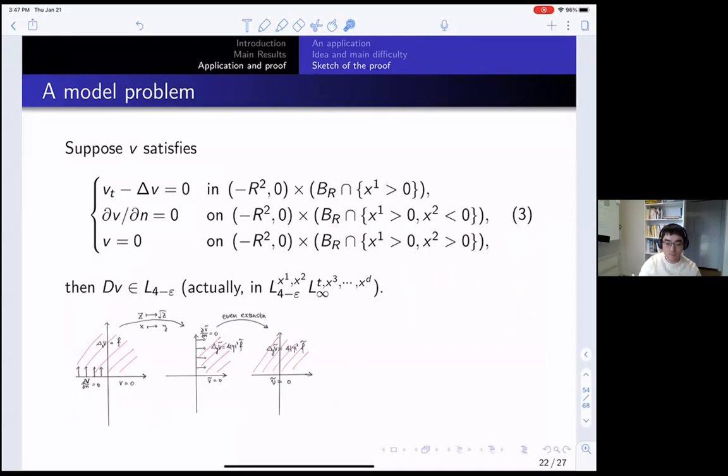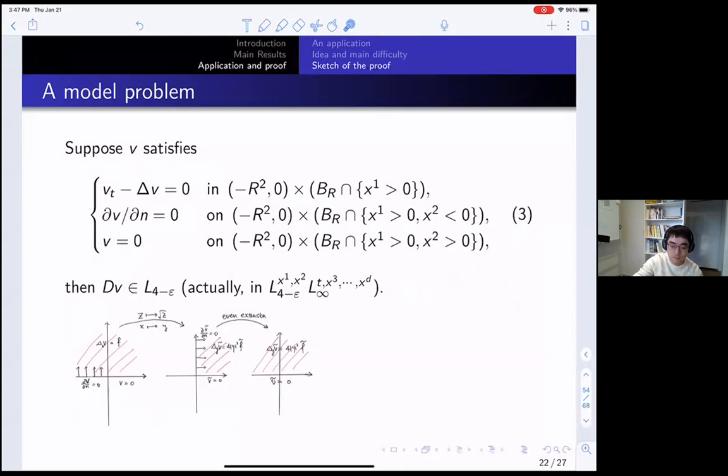And this small v will satisfy the heat equation on the half cylinder. And the boundary conditions are separated by x2 equals zero, a hyperplane. Okay, and of course, this is the smooth setting, and there are some classical results, say the Sobolev space results, the Bessel space results, etc.